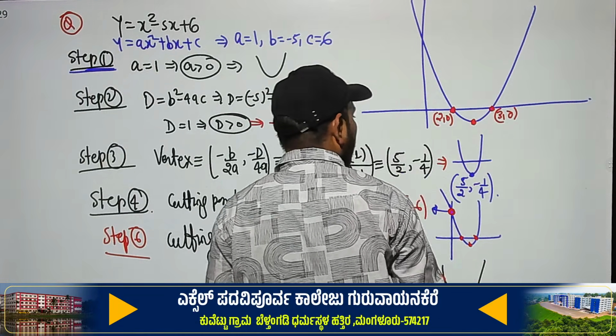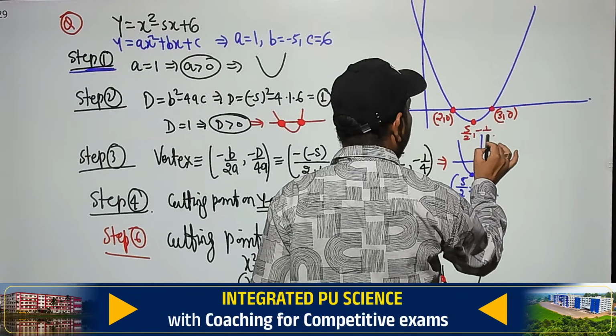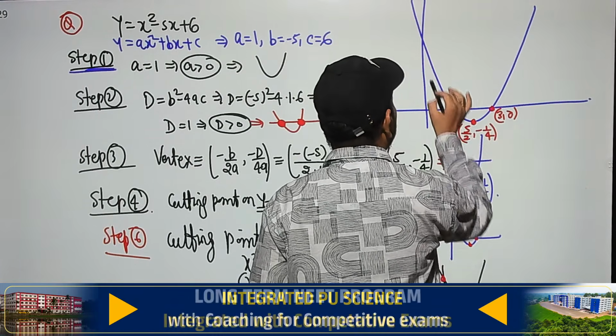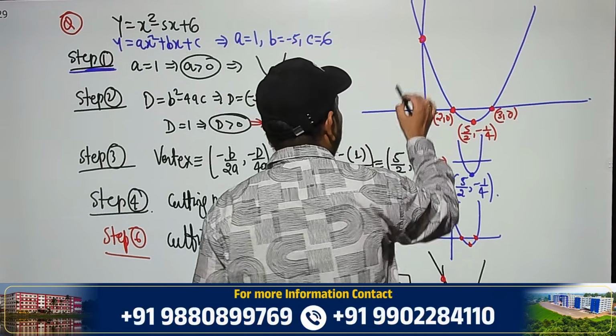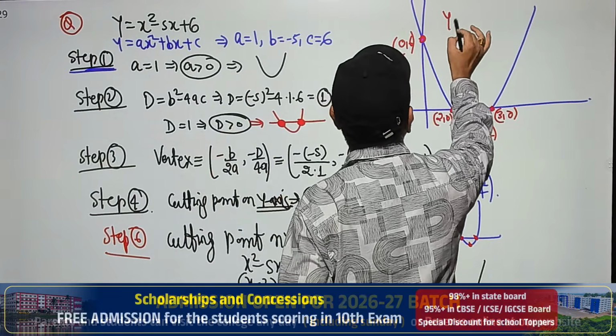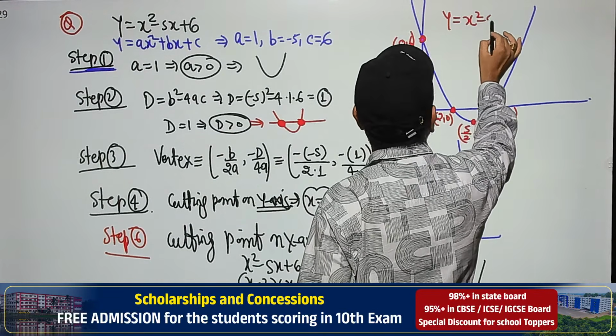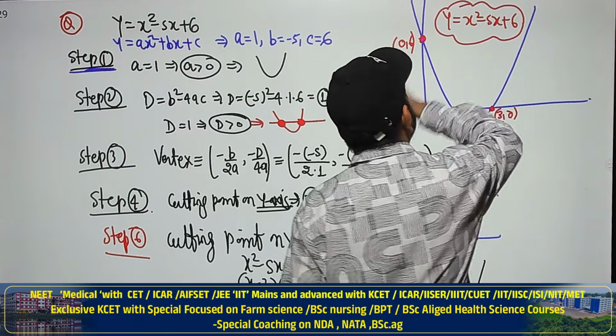What is the vertex? Vertex I know, sir. It is (5/2, -1/4). This is our vertex. And this point I already found: (0, 6). So this is the graph of y equals x square minus 5x plus 6. This is the graph of this function.